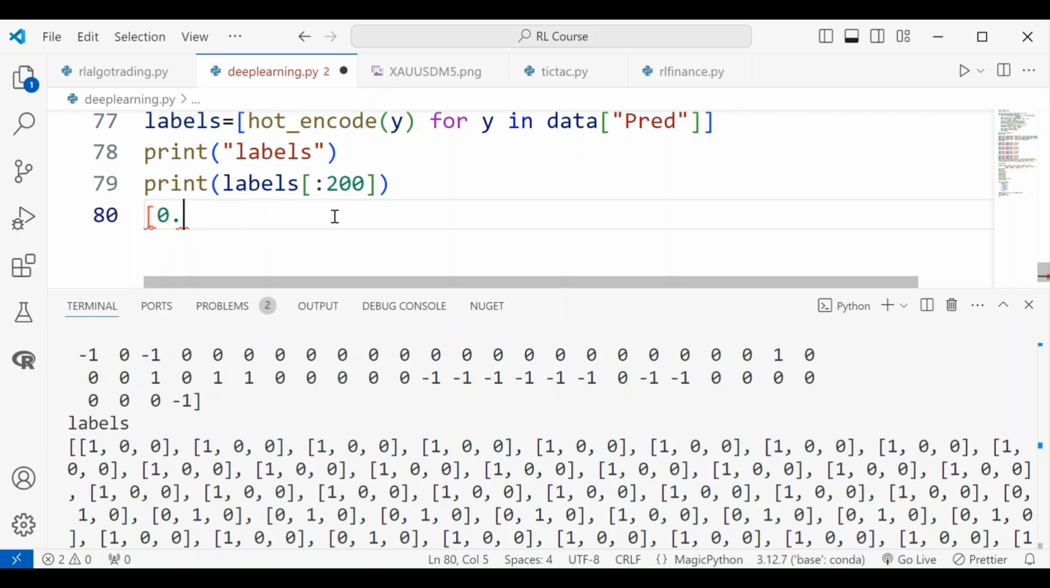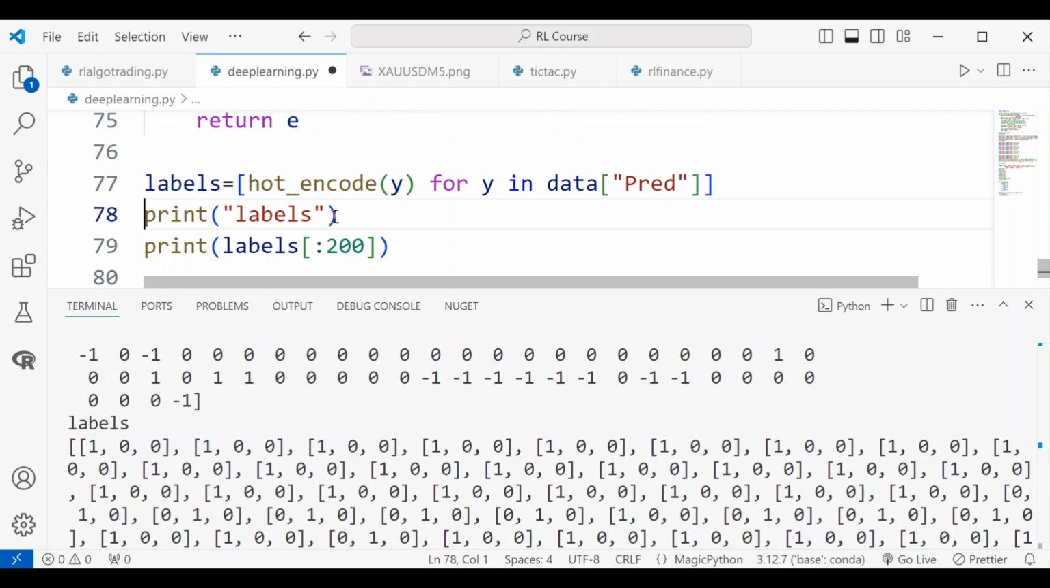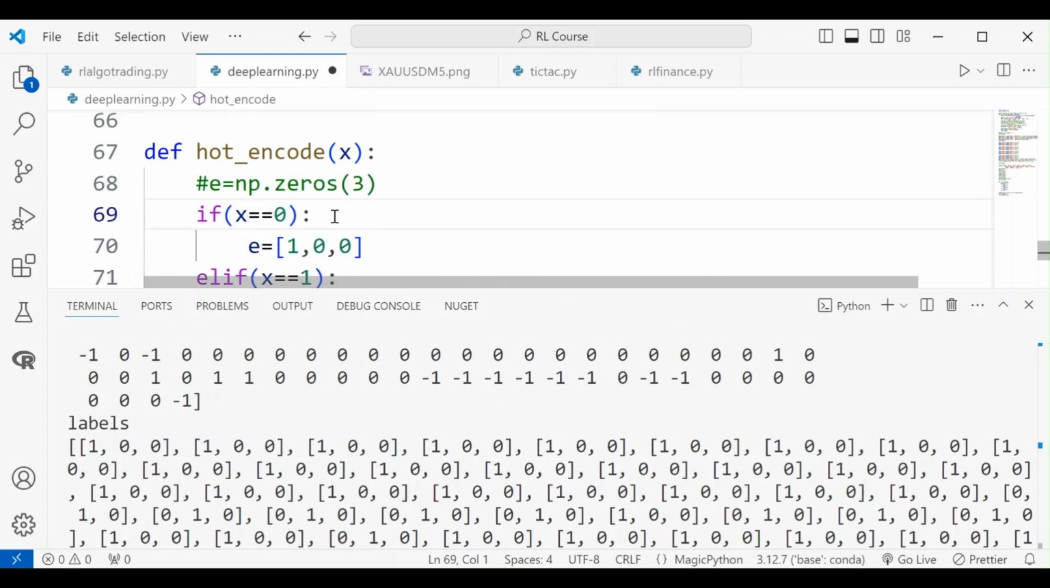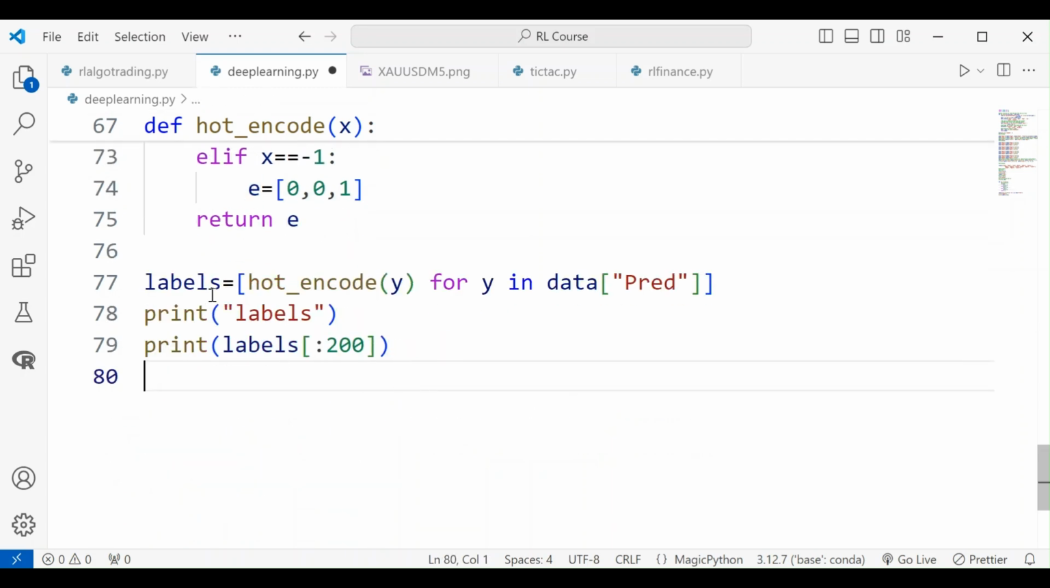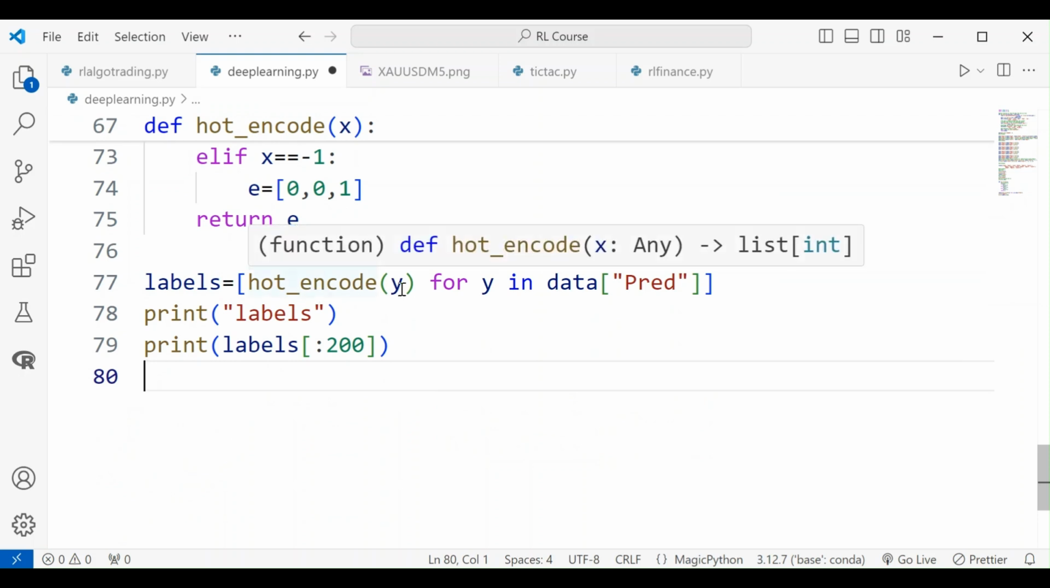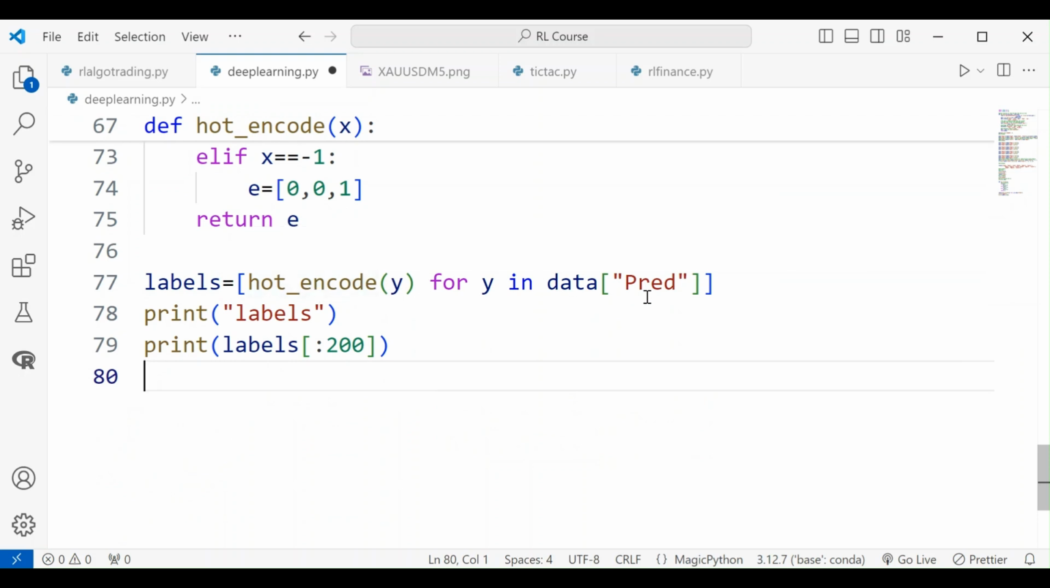So this is one hot encoding, right? And this is how we're going to encode it. Function hot encode: if x is 0, this is 100, and if x is 1, 010, and if x is minus 1, 001. Then we use this list comprehension to convert this. Now you should be clear what one hot encoding is. One hot encoding is a very important concept, and it will help us make very good predictions.